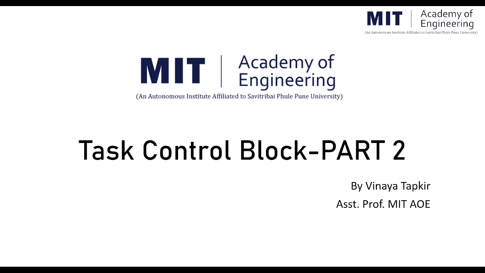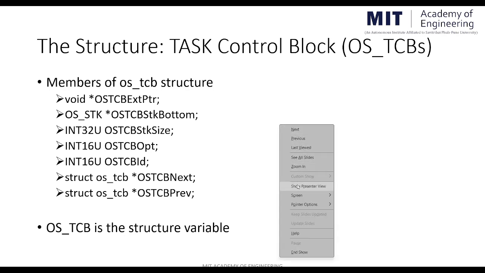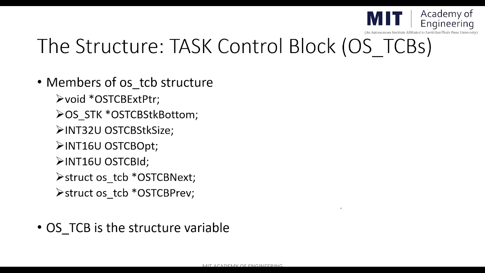Now presenting the next part of the video on the task control block, Task Control Block part 2. In the previous video, we compared how we write a structure in C with the structure written in the kernel, that is the task control block. In that we saw the name of the structure, OS_TCB, written in small case letters.